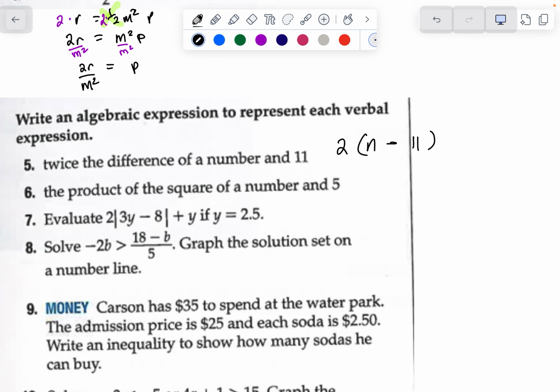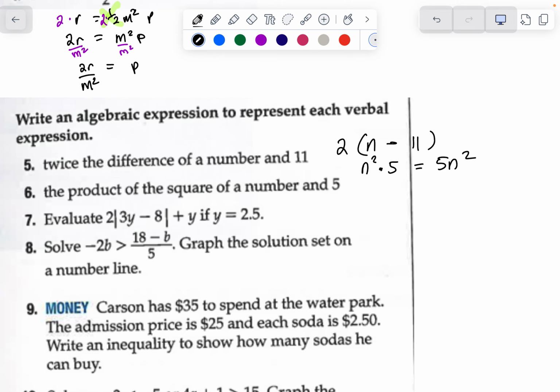The product of. So this is the multiplication of. So put a little multiplication dot to remind you what that word means. The product of, multiplication, of a square of a number and 5. Now I'm okay if you just leave it n squared times 5. That's okay. Or you could also write it 5n squared is also perfectly okay. I would accept either one, okay?